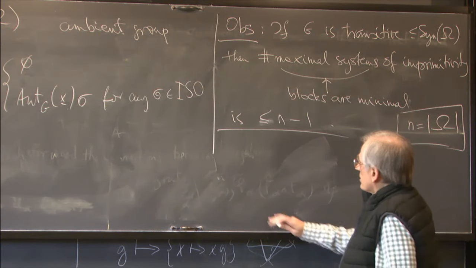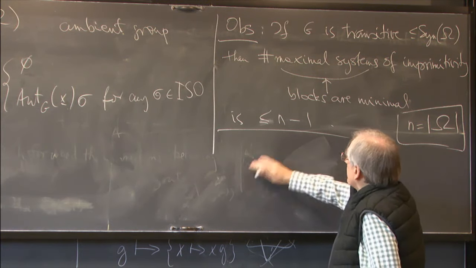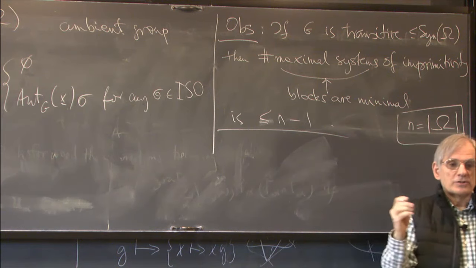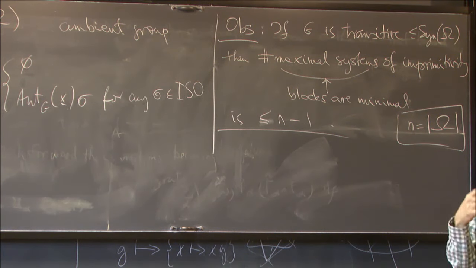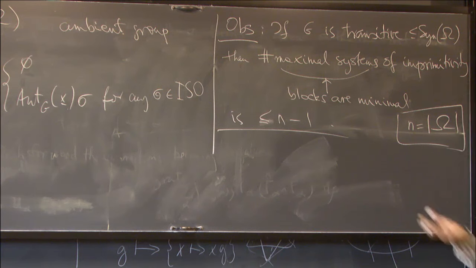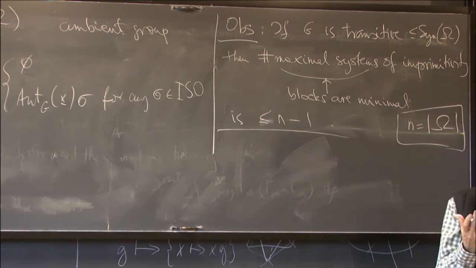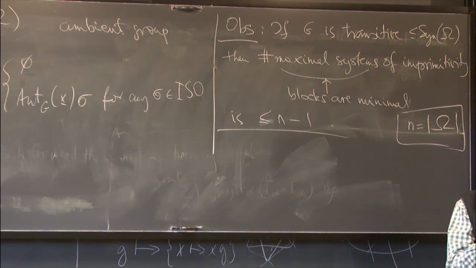So why is this so? Because we are talking about non-trivial blocks of imprimitivity. What are the trivial blocks of imprimitivity? Singletons and the whole set together, right? All right, so now if I include the trivial blocks of imprimitivity, then it is quite obvious that the intersection of two blocks of imprimitivity is again a block of imprimitivity.